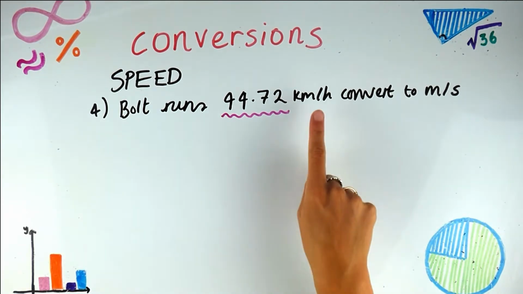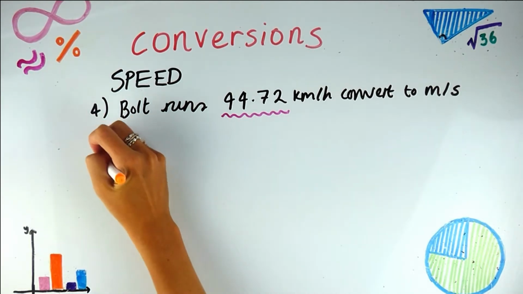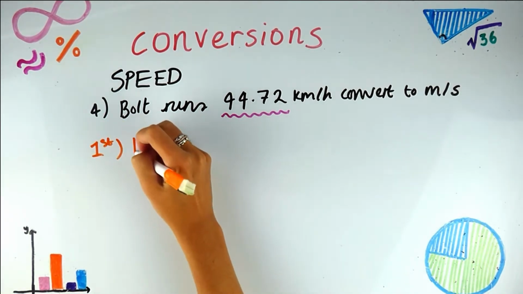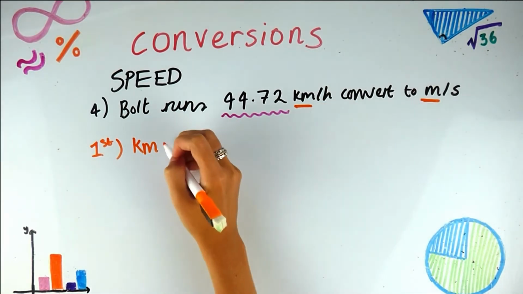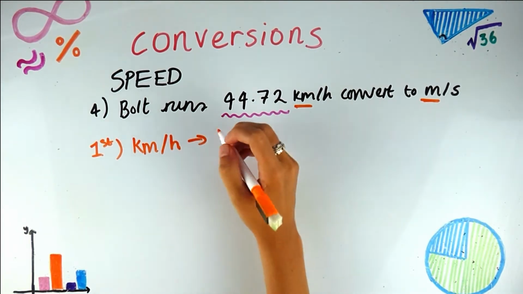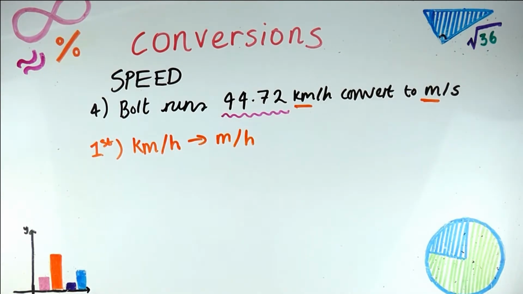Okay, so this has two parts, kilometers per hour, meters per second. So it has two steps. So this is why speed is a bit different. So the first step we do is we convert the kilometers bit, the first bit, to meters. We convert kilometers per hour to, and then not messing with the time, meters per hour.